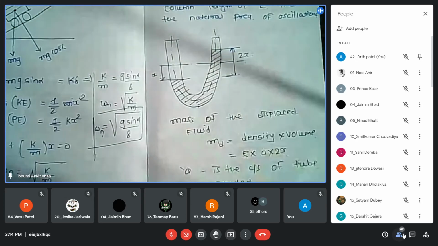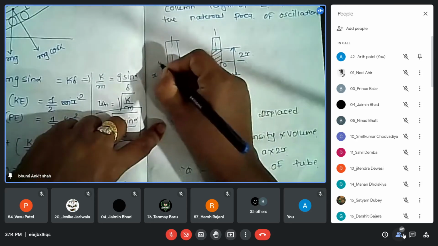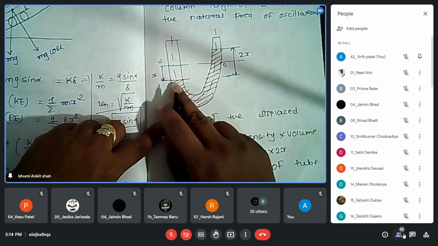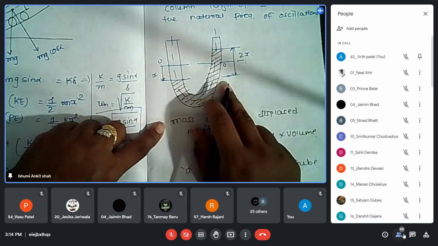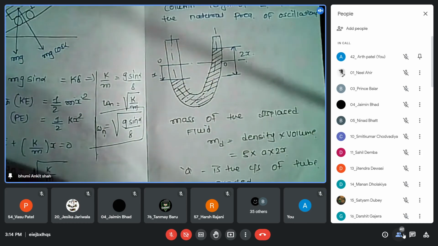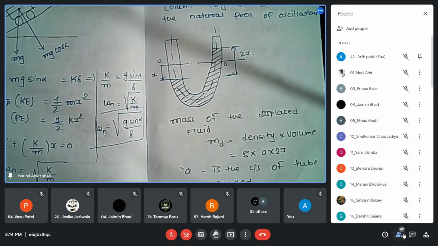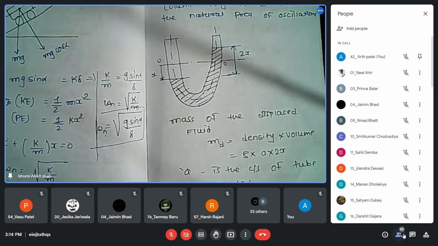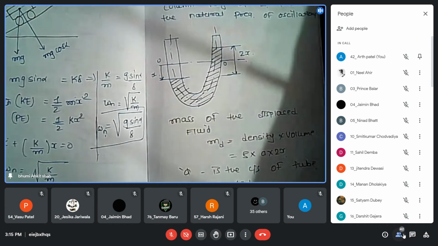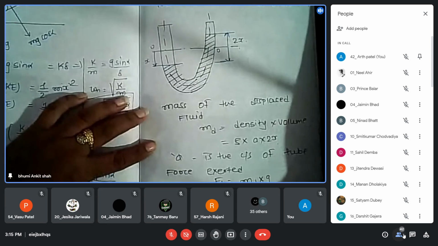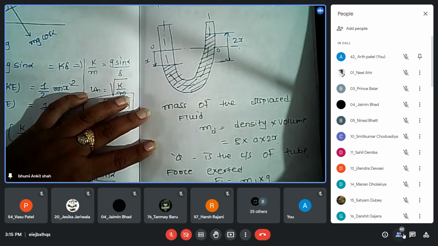So if you see this arrangement here, when it is in equilibrium, the liquid is at the zero position. Here it is the zero position, right? So whenever it is in equilibrium, you can see here 0, 0 position, it is the same. Clear? Right. So here the mass is displaced by 2x. The total displacement of the mass from this position to this position is 2x, right?